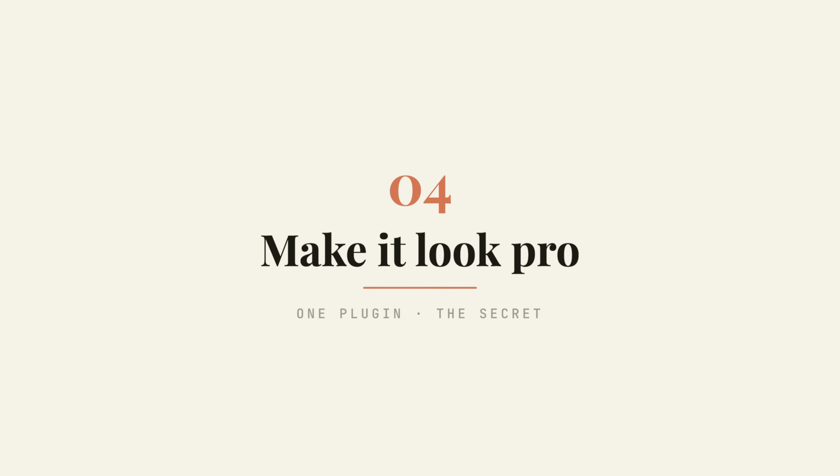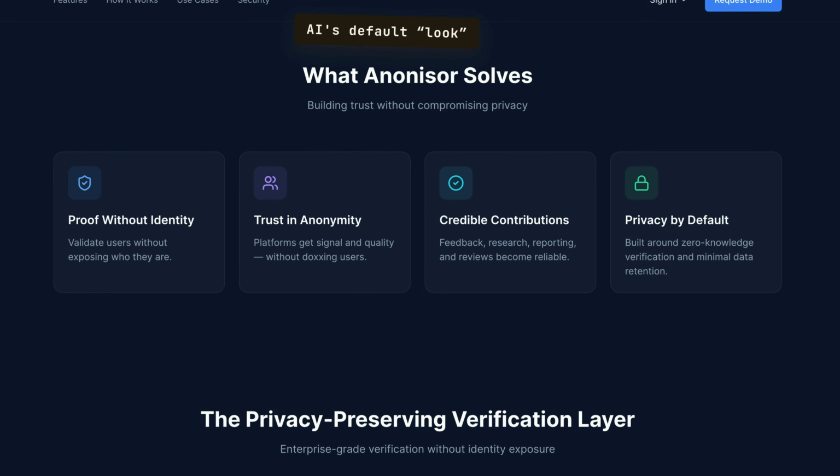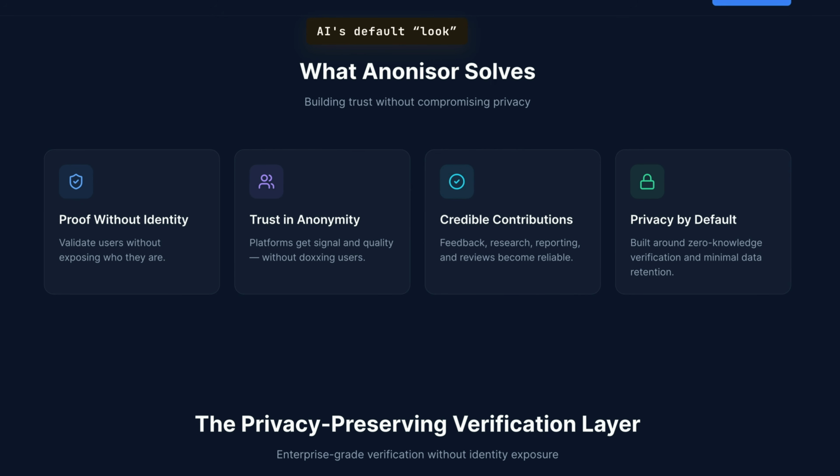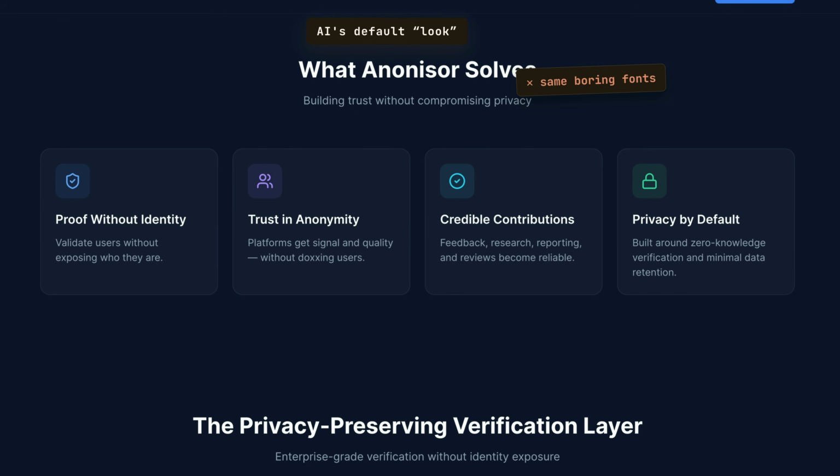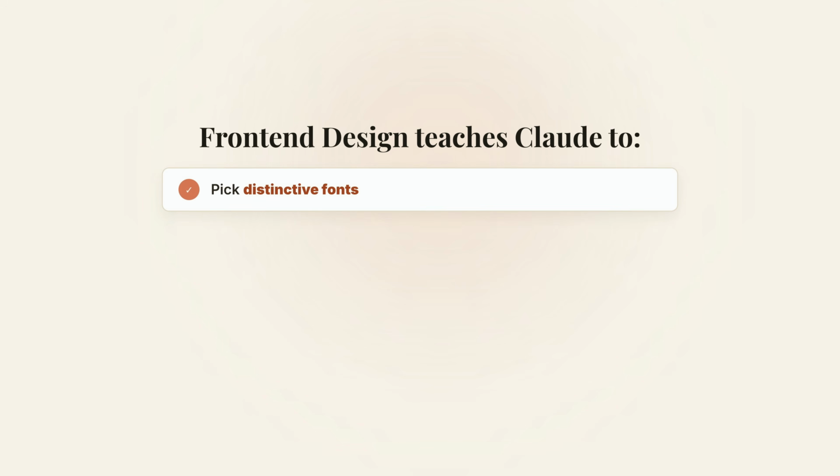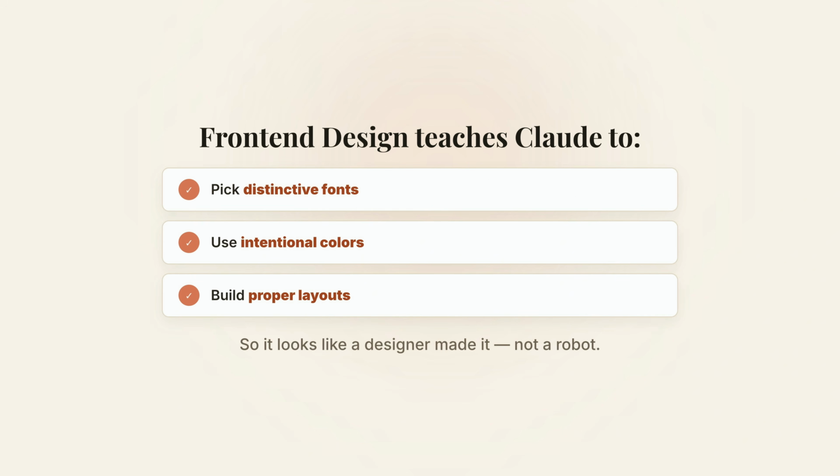Before we create anything, we're going to install one plugin, and this is the secret to making your designs look professional on screen. By default, AI tends to produce a very recognizable look. The same boring fonts, the same purple gradients, the same layout everyone has seen 1,000 times. There's a free official plugin from Anthropic called Frontend Design that fixes exactly this. It teaches Claude to pick distinctive fonts, intentional colors, and proper layouts, so what it builds actually looks like a designer made it instead of a robot.